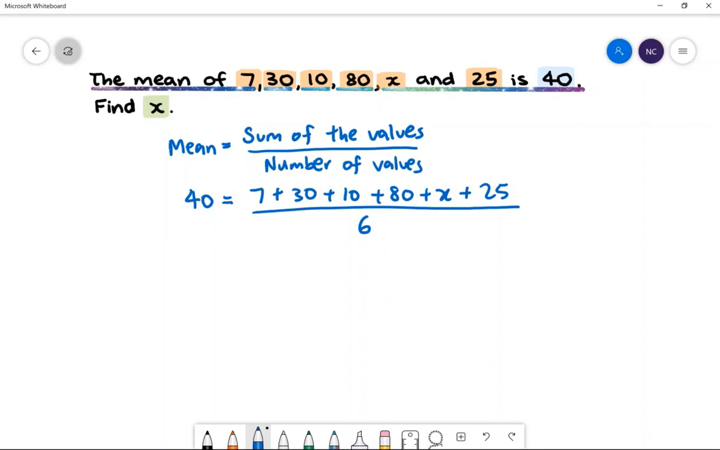We need to use algebra to find the value of x. On the right-hand side of the equation, we have a denominator of 6. We need to use inverse operations to move the 6 away. To do that, we'll multiply both sides of the equation by 6. On the left-hand side, we'll get 40 multiplied by 6, which is 240.